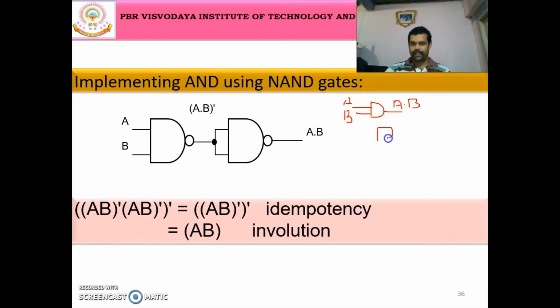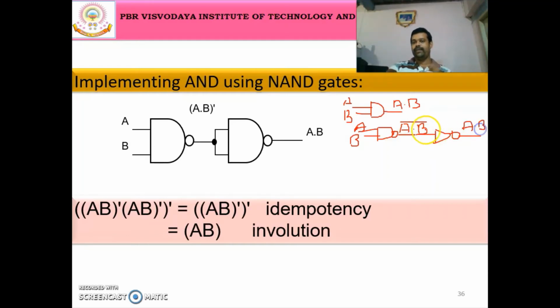So if you are giving the same input to a NAND gate, what you are getting is A into B the whole bar. So the difference is you are getting A inverted, or your output is getting complemented. So if you put an inverter to the output of your NAND gate, you'll be getting A into B.